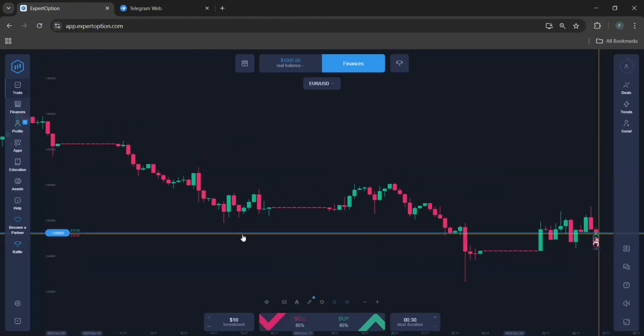So if you also want to make analysis on TradingView before coming here to place trades, it is totally fine, because if you can make good analysis on TradingView, then it should not be a problem to you. So this is Euro USD.